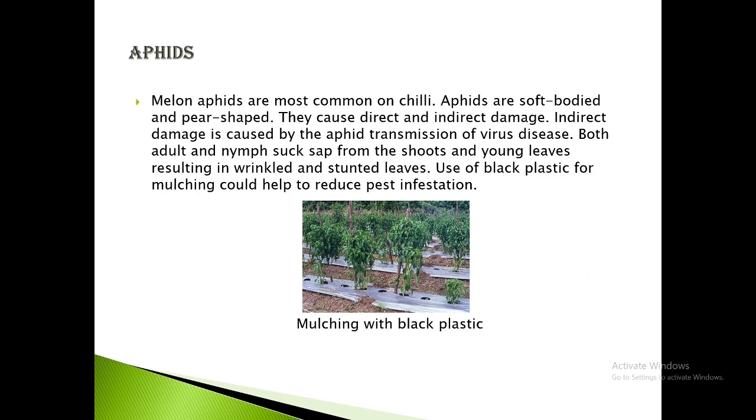The next is aphids. Melon aphids are the most common on chili. Aphids are soft-bodied and pear-shaped. They cause direct and indirect damage. Indirect damage is caused by the aphid transmission of virus disease. It also sucks sap from the shoots and young leaves, resulting in wrinkled and stunted leaves. Use of black plastic mulching could help to reduce the pest infestation.